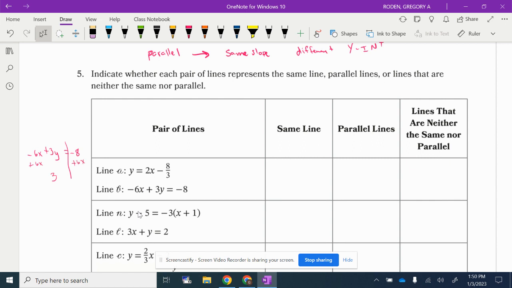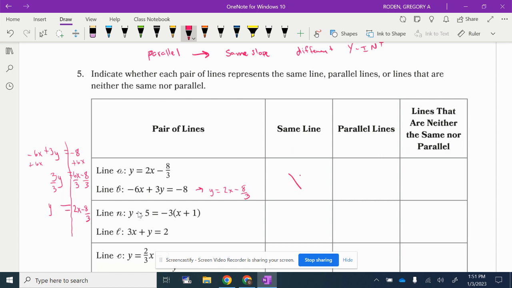So now I get 3y equals 6x minus 8. Now after that, I'm going to divide everything by 3. So I get y equals, well, if 6 divided by 3 is 2, 2x minus 8 thirds. Okay? Well, yeah, they're the same. So when I simplified this one in slope-intercept form, it is y equals 2x minus 8 thirds.